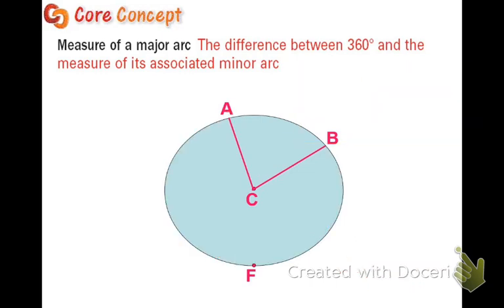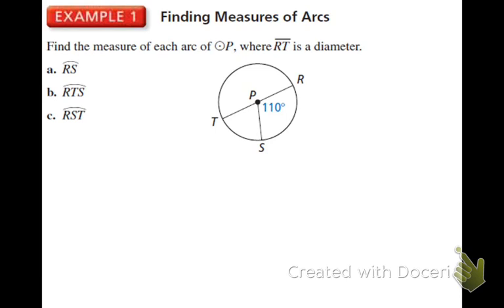All right, so here we go. Find the measure of each arc of circle P, where RT is the diameter. So the first one, RS, is that a major or a minor arc? It's a minor, because it's 2 letters. So you start at R and go directly to S. So we're going to go up or down around the circle? Down, towards letter S. How many degrees is RS going to be? 110, the same as its central angle. So 110 degrees.